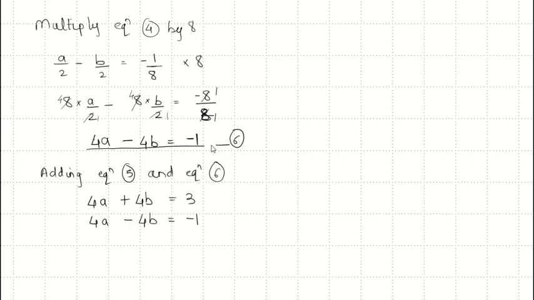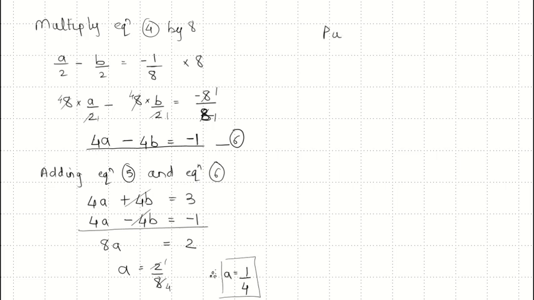So 4a plus 4a is 8a. This plus and this minus will get cancelled, it has the same numbers and same variable. Is equal to 3 plus minus 1, that is 3 minus 1, which is 2. Sign of the bigger number, 3, is positive, so this 2 is positive. Now 8a is equal to 2. So what will be a? a is equal to 2 upon 8, which is 2 fours are 8. Therefore a is equal to 1 upon 4.